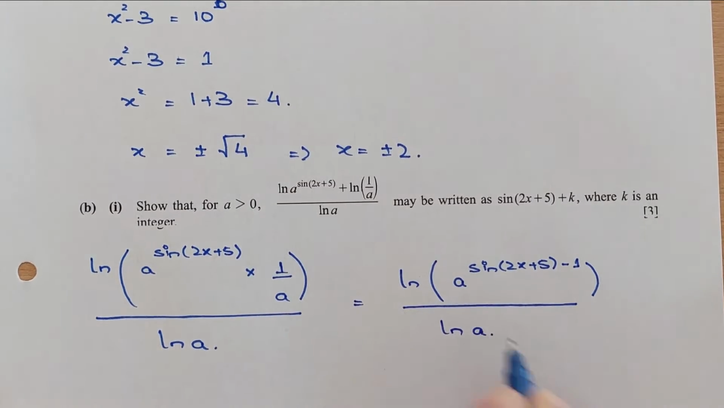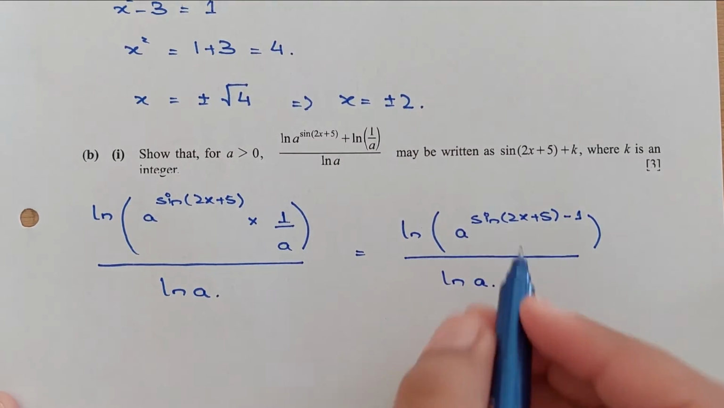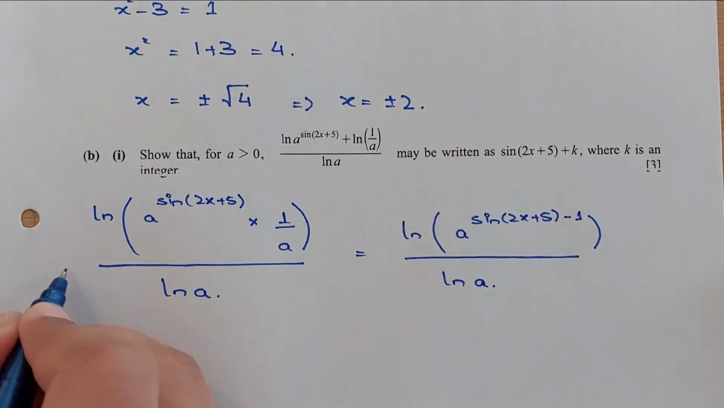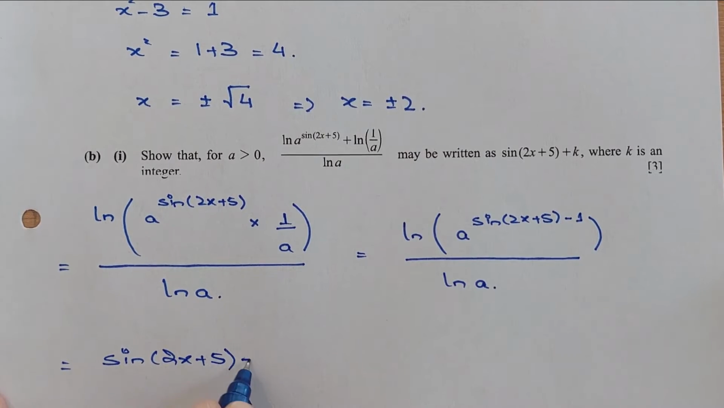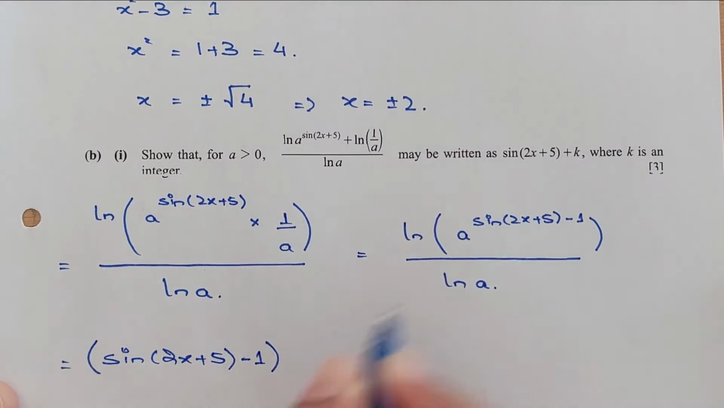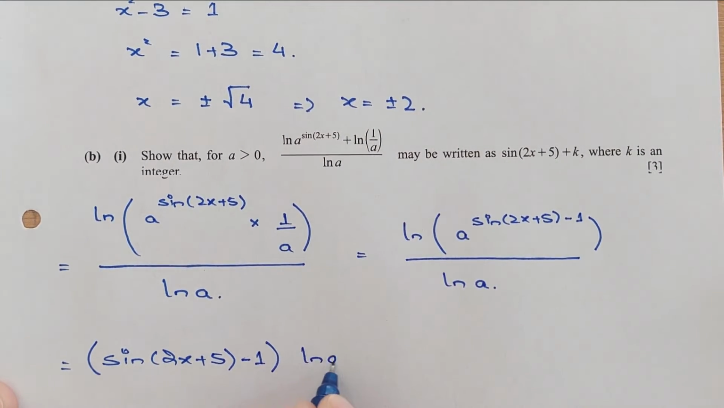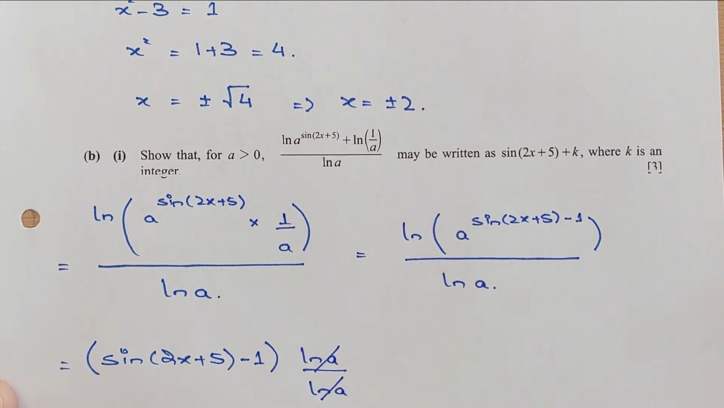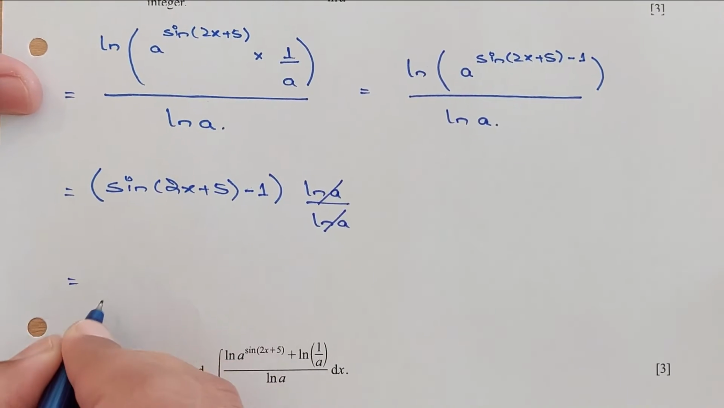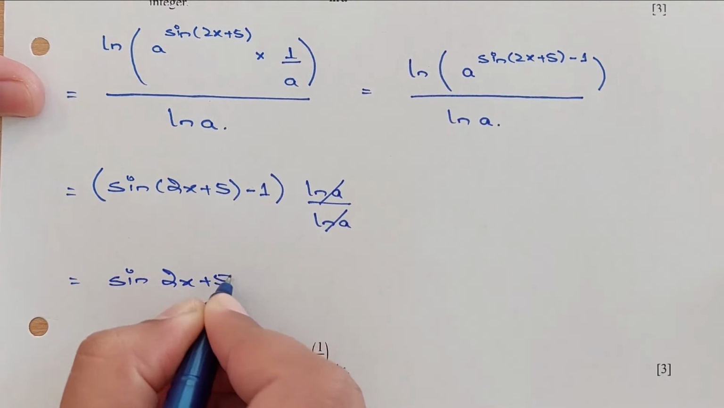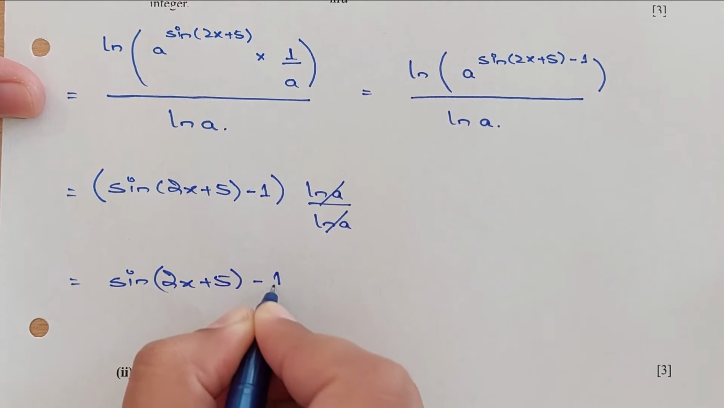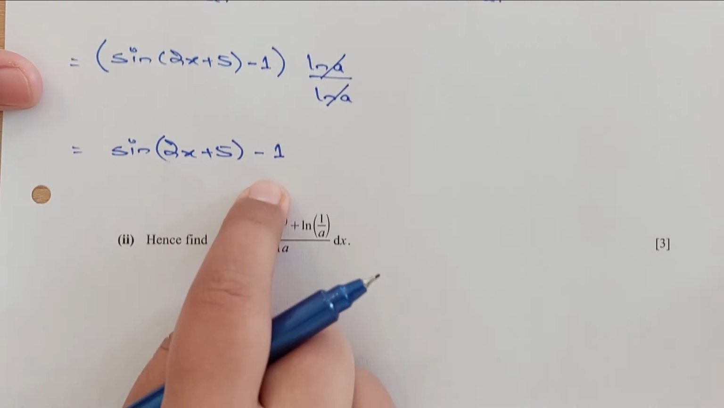ln of a. Applying the property of logarithm again, first comes the power. So we can say sine of 2x plus 5 minus 1 is the power. It comes before ln of a, divided by ln of a. We can cancel ln of a and ln of a, and the simplified answer is sine 2x plus 5 minus 1. So k is an integer, that is negative 1.